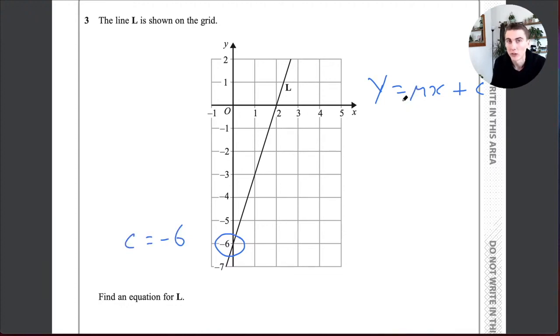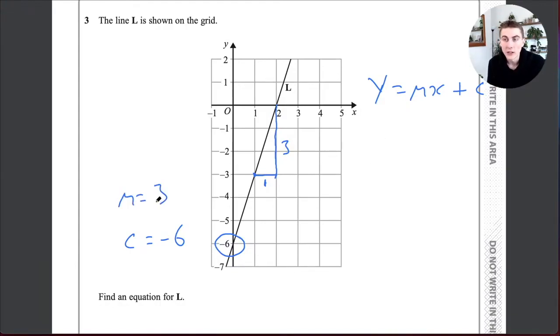M though, to work out the gradient, you have to figure out how much the line goes up by every time you go across by 1. So if we pick this point here, because this is kind of at the intersection of the x and y lines, if I go across by 1, I have to go up 1, 2, 3. So across by 1, up by 3. And that means that my gradient is 3, because I have to go 3 places up for every 1 that I go across. So m equals 3.